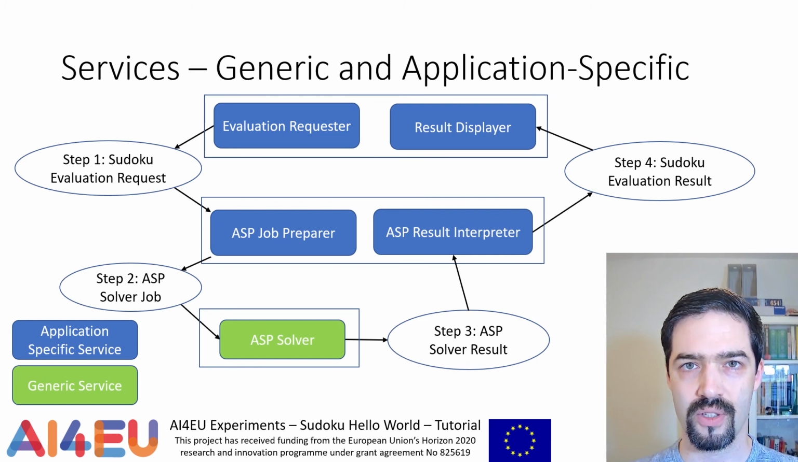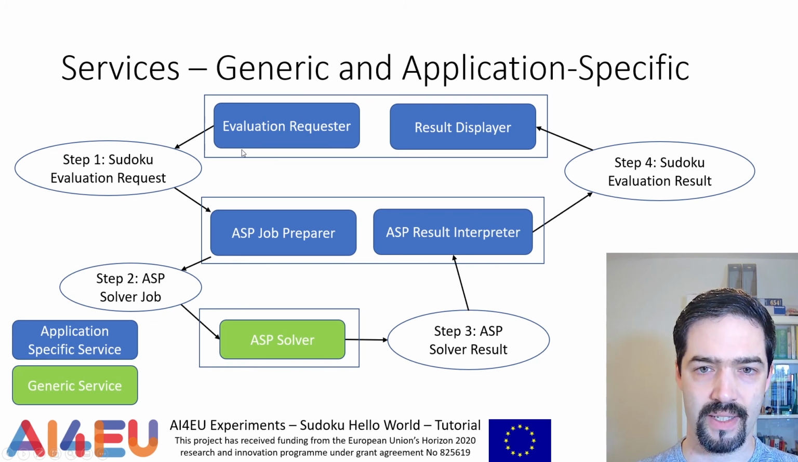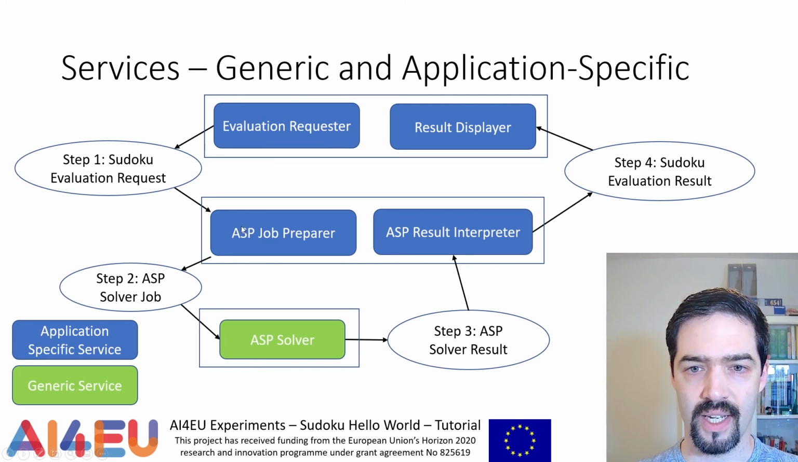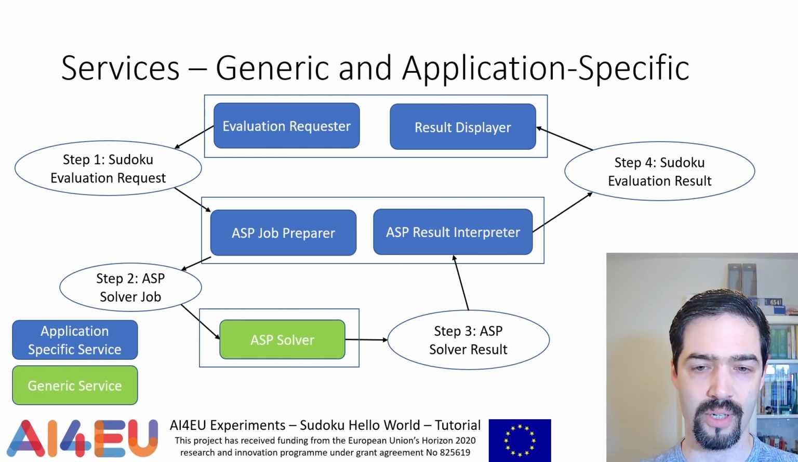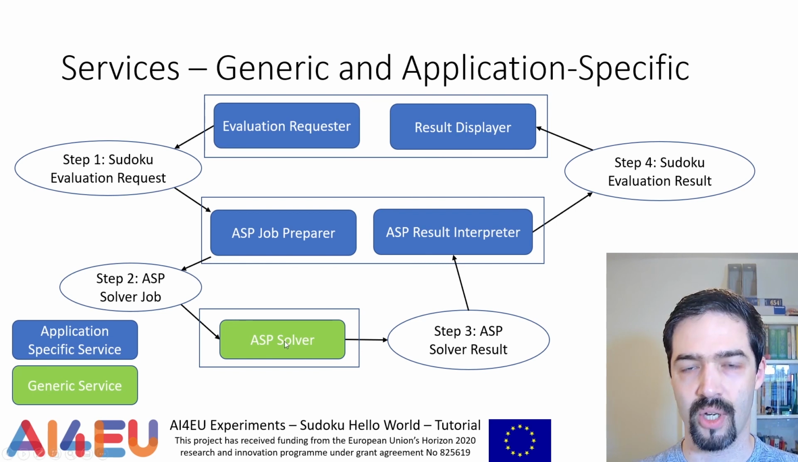How does this look more on the low level? We have the following services. The user interface has the evaluation request service. This creates the request. The design evaluator has the job preparer service, which creates the ASP solver job. The ASP solver just contains the generic ASP solver service, and this service can also be used in other solutions. Whenever you need to compute the answer sets of an ASP program, you can use this service because it has a generic interface. The ASP solver sends back answer sets.